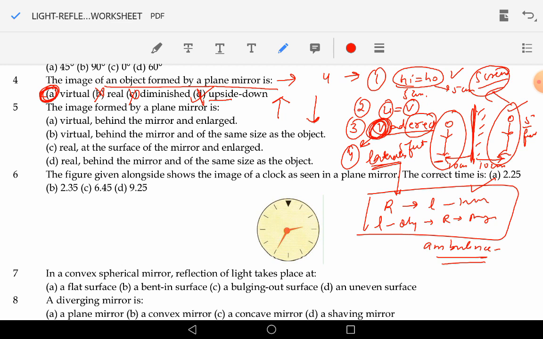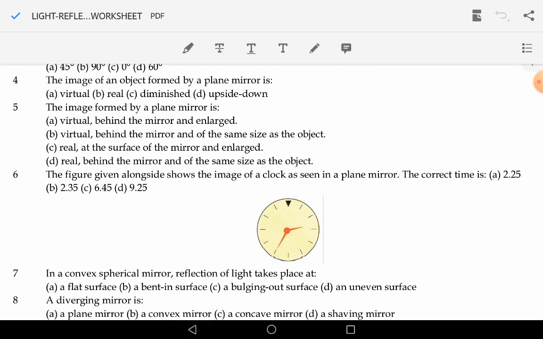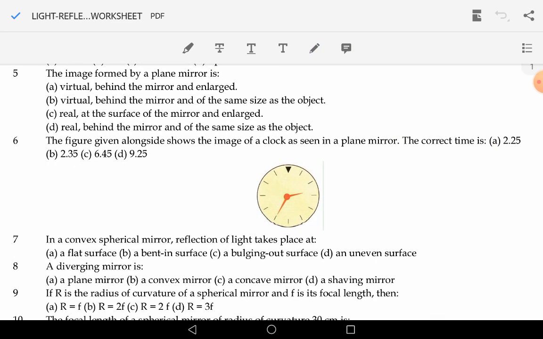4th one. Very, very easy, directly from the NCERT. Then moving on to the 5th one. The image formed by a plane mirror is, right? Now again, those 4 characteristics we will use that we have done just now. If you have forgotten, you can just move back in the video. You can see that and then we can come to the answer.